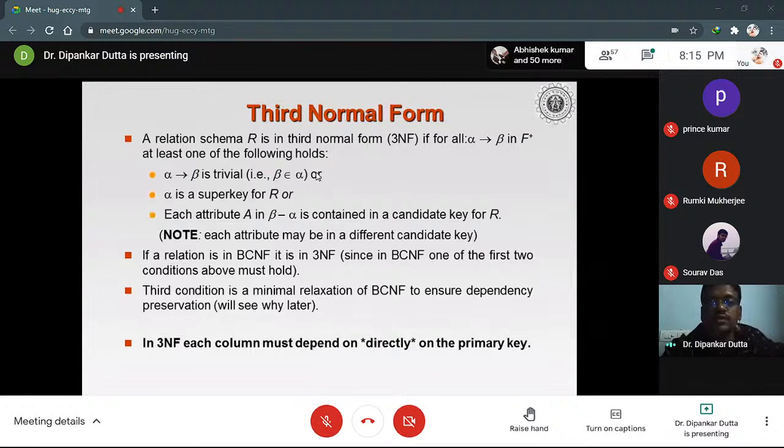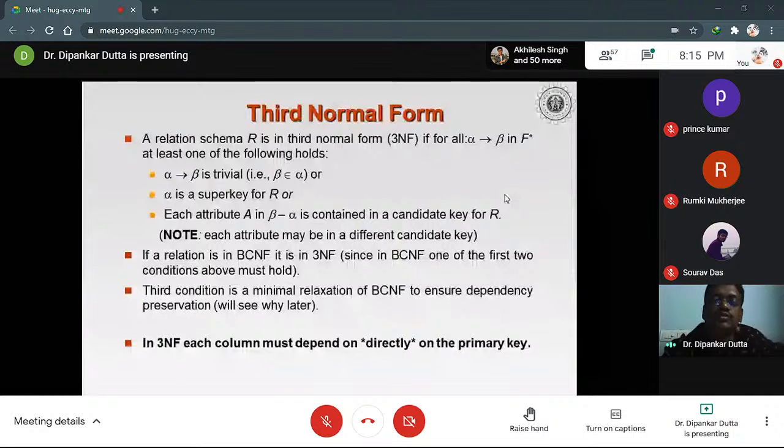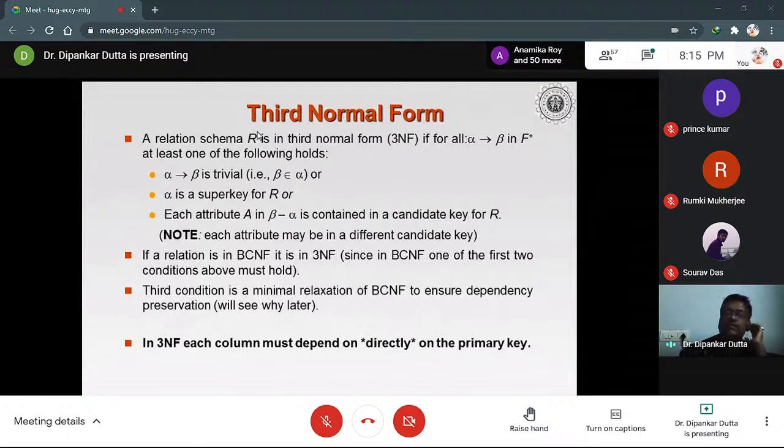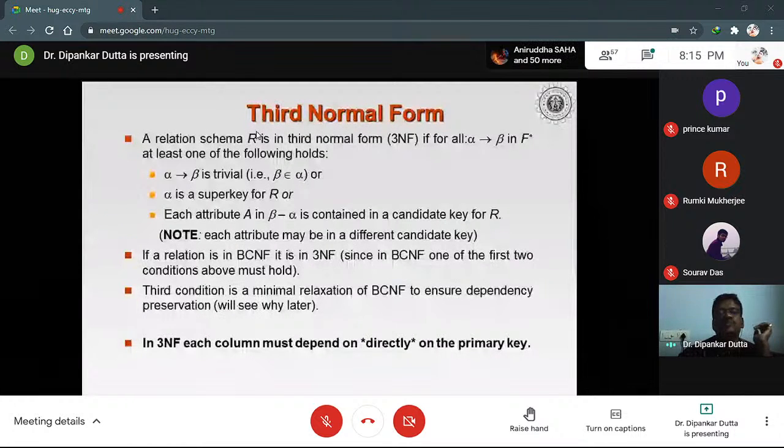But remembering this definition is not so easy. So it is better to remember that if in a table there is no transitive dependency, then that table is in third normal form.